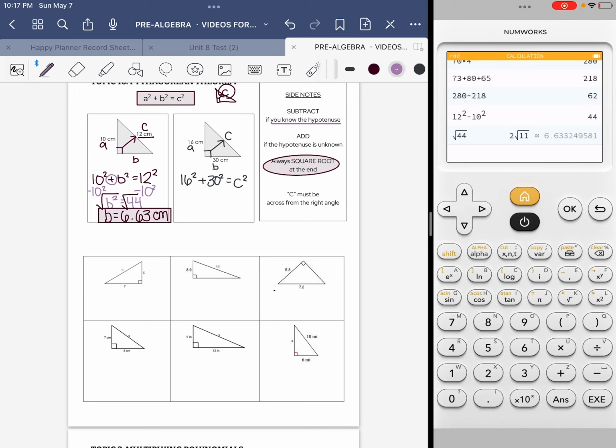I just do 16 squared plus 30 squared is 1,156. Now, if you're like me, you know that's way too big of an answer because we need to square root both sides. And the square root of 1,156 is 34. So C is 34 centimeters.